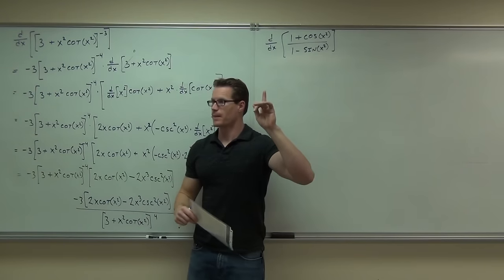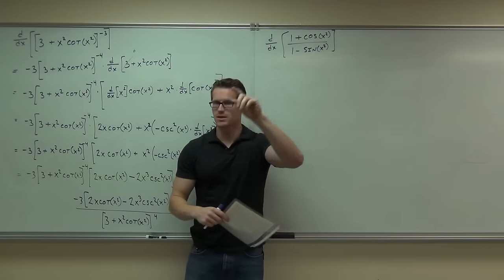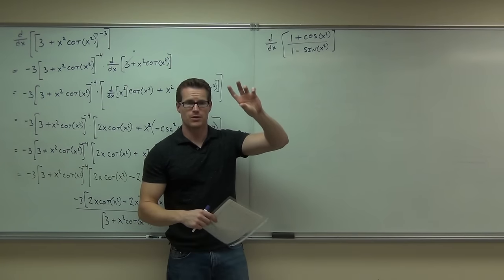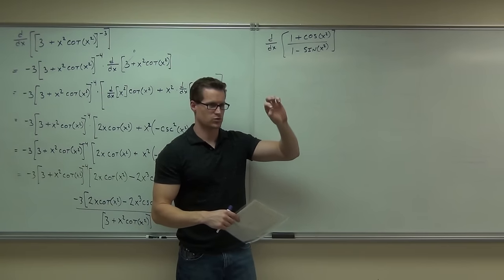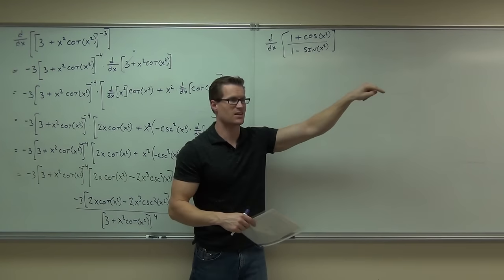What's this one? Quotient rule comes first. Yes, for sure, because that encompasses the whole problem. Within the quotient rule, do you see the chain rules? Yes. If you forget that's going to have a 2x associated, and that's going to have a 2x associated, that's going to affect your problem.